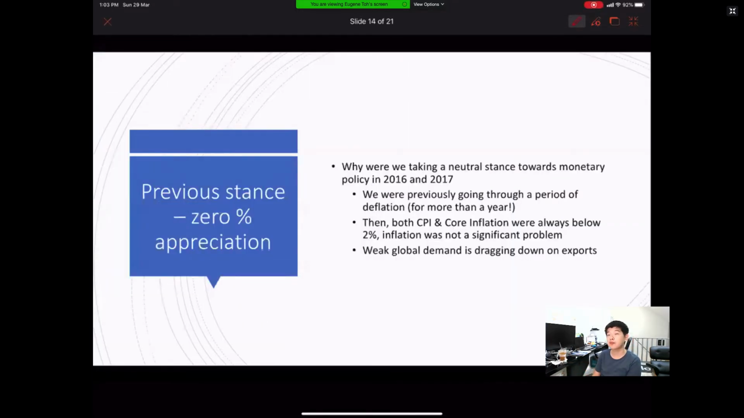Let's go on to talk about something more complicated. Now, there were a few occasions in Singapore's history that we carried out this thing called a 0% appreciation. But that is very, very difficult to explain because, let me ask you, the last time round we took a 0% appreciation was 2016, 2017. And then one time before that was during the 2008 global financial crisis.